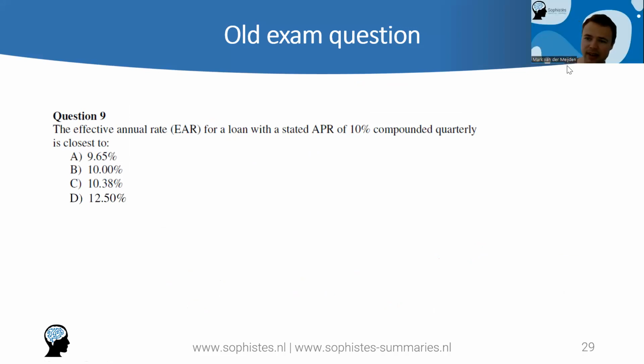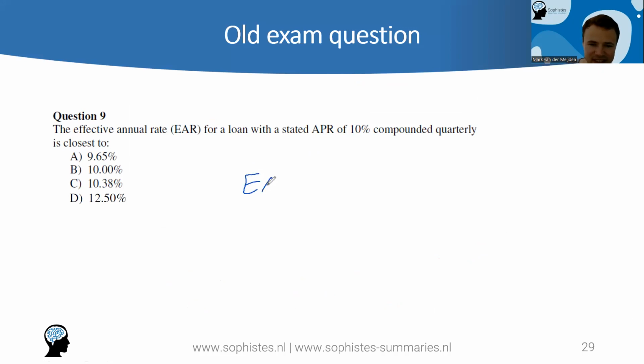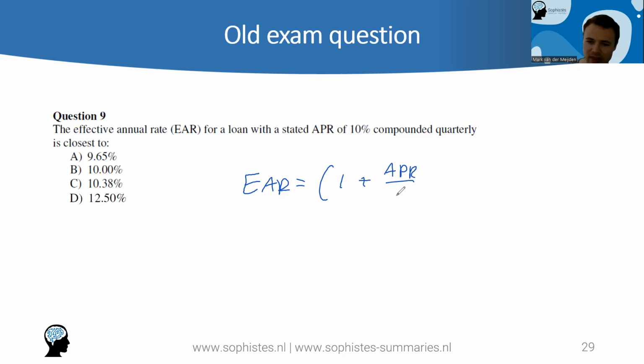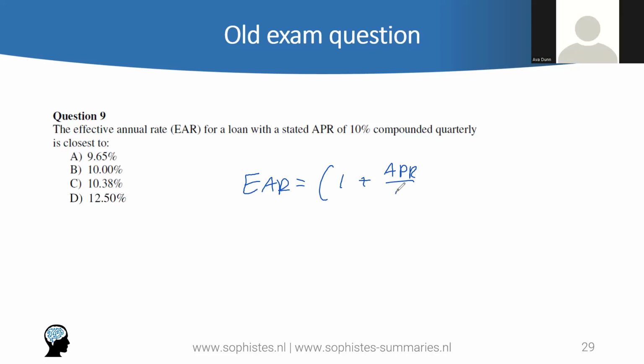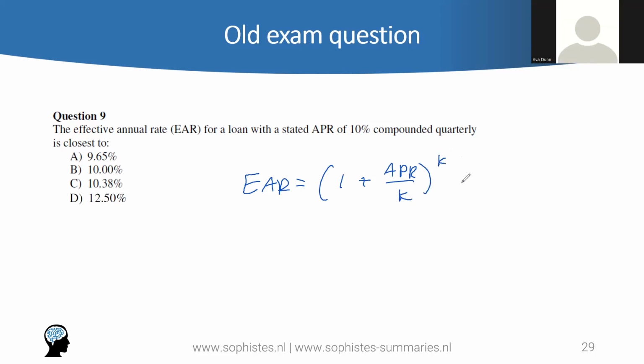Eva, would you like to help me again? Okay. So what was the formula again for the effective annual rate? Well, 1 plus the APR, so 0.1, divided by K. Yeah, K, sorry, K or N, doesn't matter. To the power of K, minus 1. Yes.